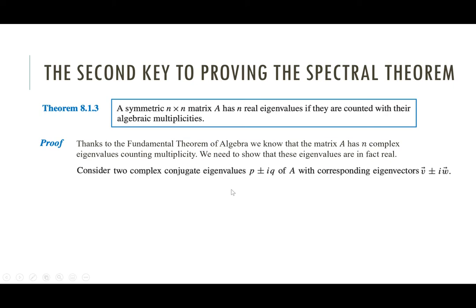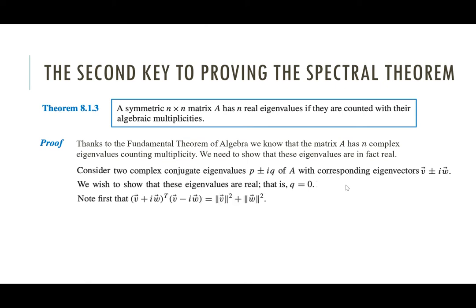So, suppose we have two complex conjugate eigenvalues, p plus or minus iq. These are eigenvalues of A, and they have corresponding eigenvectors, v plus or minus iw. So we saw this in the complex eigenvalue section. And now we want to show that these eigenvalues have to be real, that is, that q has to be 0.